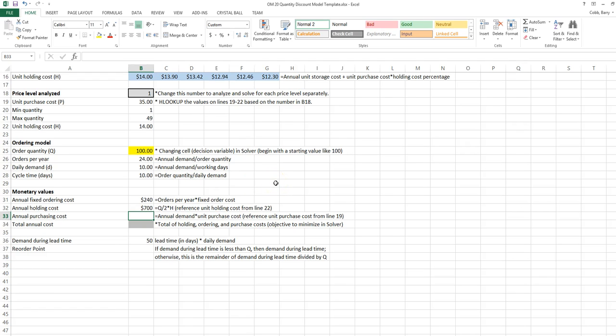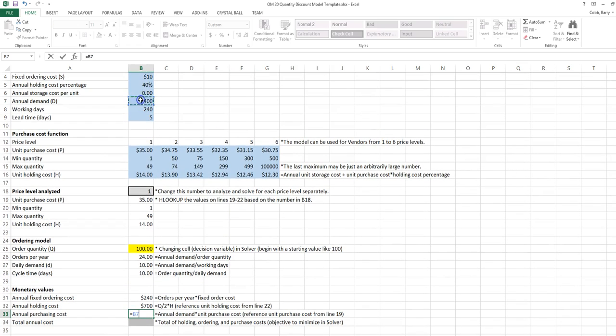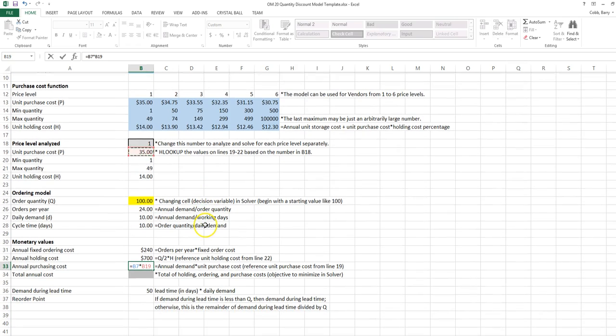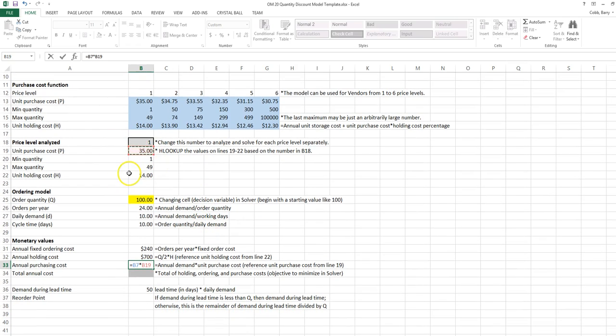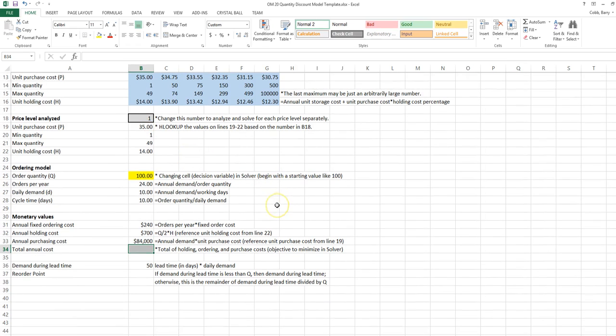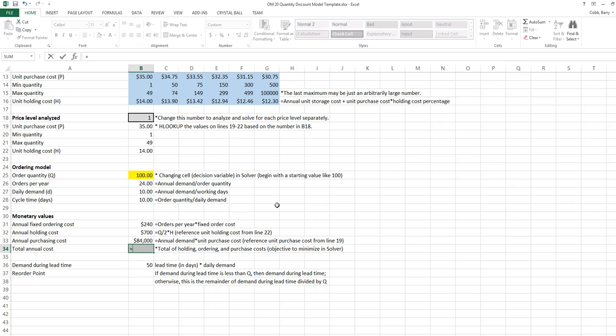The same goes for the purchasing cost. The purchasing cost is the annual demand times the unit purchase cost. We want to reference that down here in this section, which will adjust based on the price level. The total cost is the sum of these three costs.